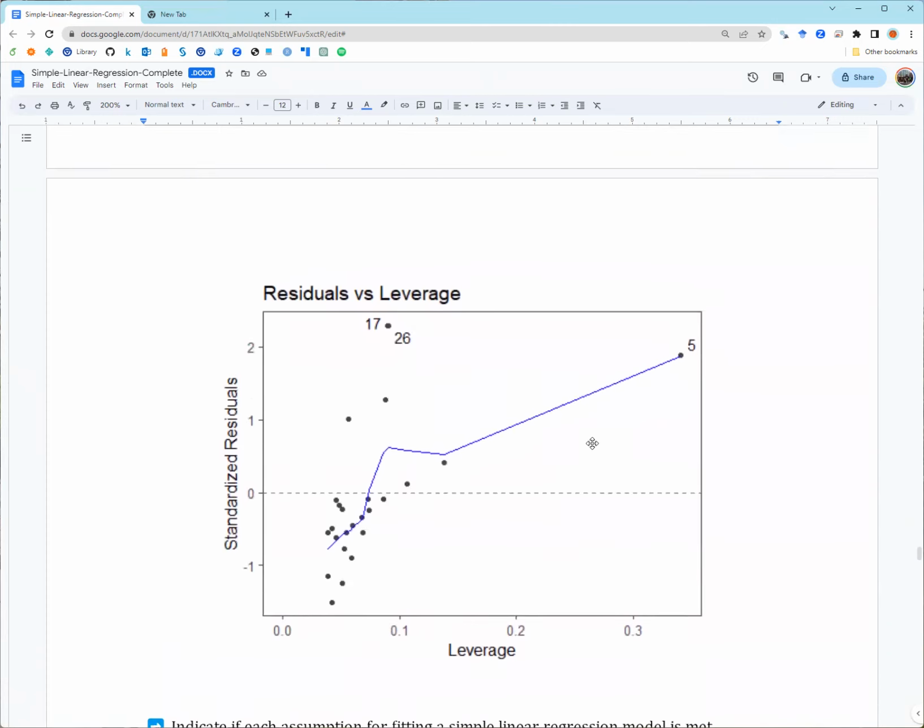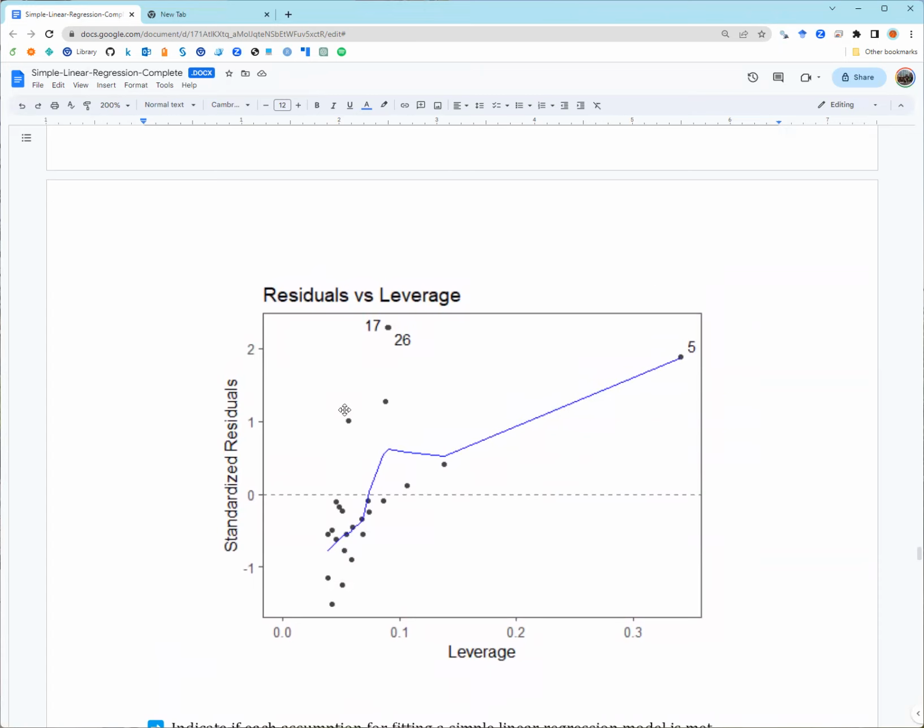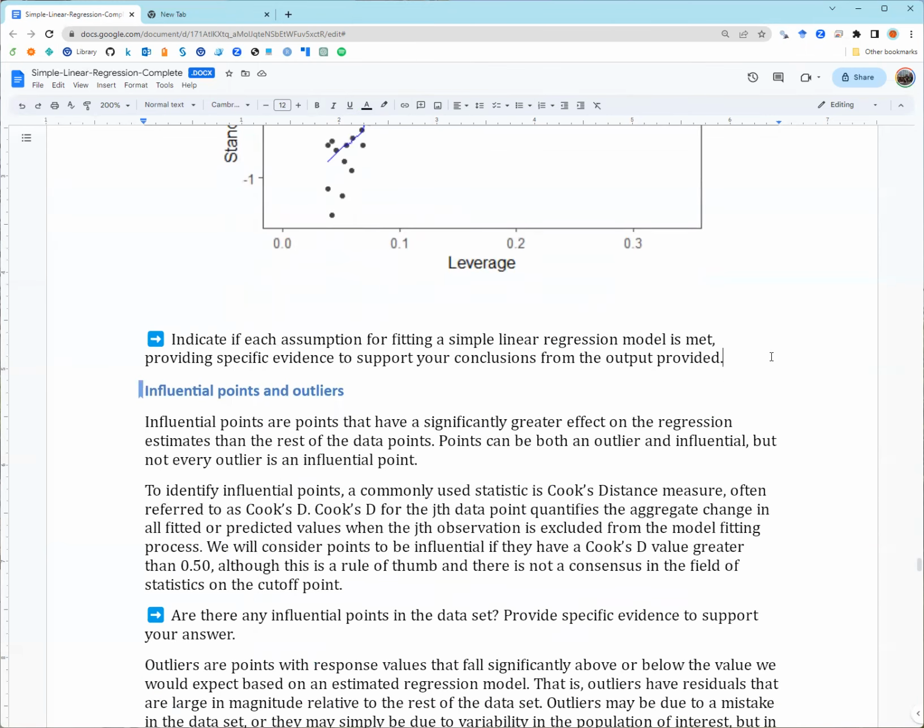And then another thing that's indirectly related to model assumptions, although it does have to do with normality somewhat. We also need to look for what are called outliers in our data set, which we can do using this residual by leverage plot. Okay, so we'll look at how we can use each of these for this data set. First, let's just look at checking the formal model assumptions before talking about influential points and outliers.